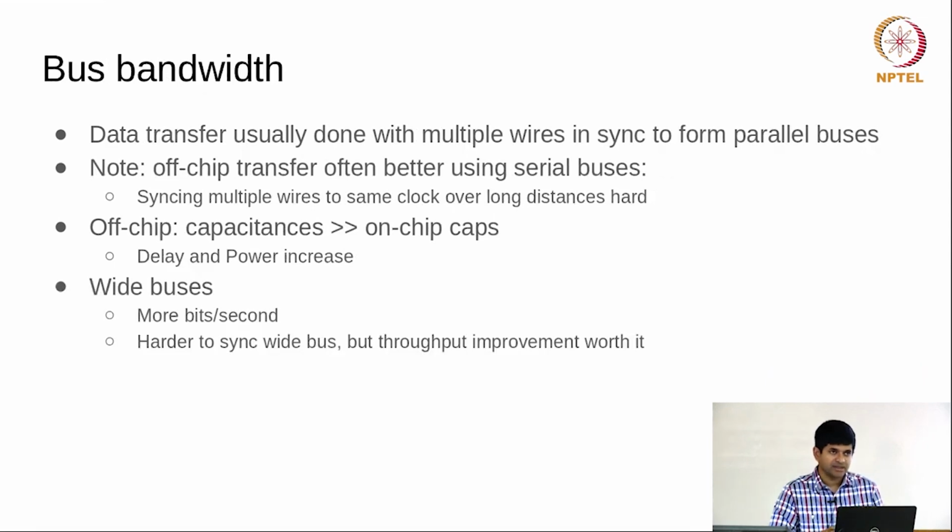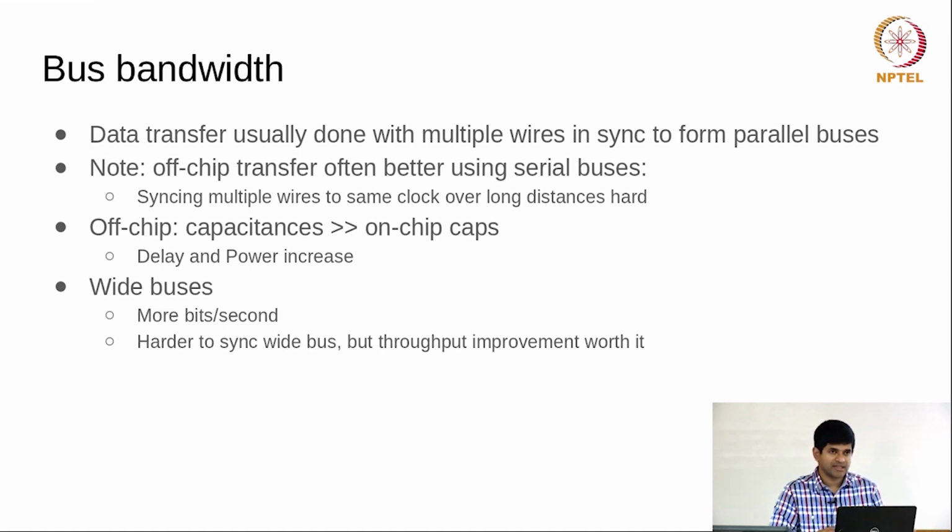The bus bandwidth refers to how much data can be transferred into or out of the system per unit time, and it's usually done with multiple wires that are synchronized together to form parallel buses. Off-chip transfer is often better done using serial buses. USB, the universal serial bus, is a good example of that. Firewire, Thunderbolt, all of those are different variants of how serial buses can really go to high speeds, much higher than what you would typically find on parallel buses. There are solid reasons behind that, which we will not get into as far as our course is concerned.